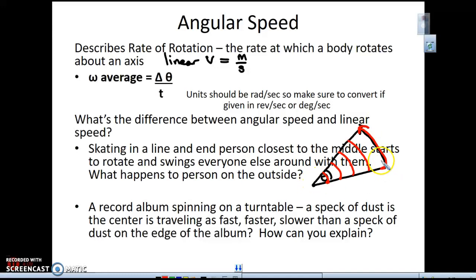But they all are covering the same angle. They're all doing different arc lengths, but they're all covering the same amount of radians of angular displacement. So they would all have the same angular speed, but they would have different linear speeds, because you can see them covering more meters per second, but they're all covering the same angular speed.